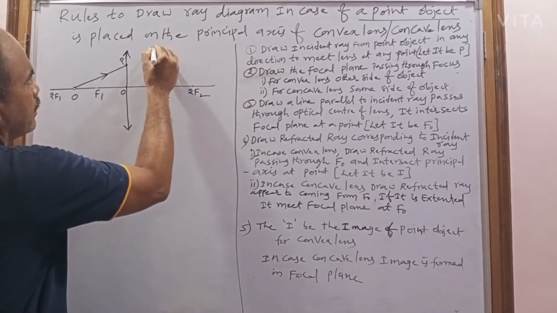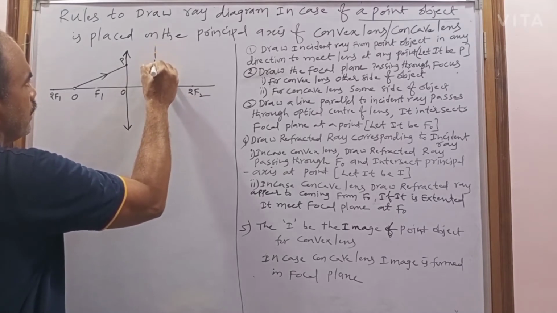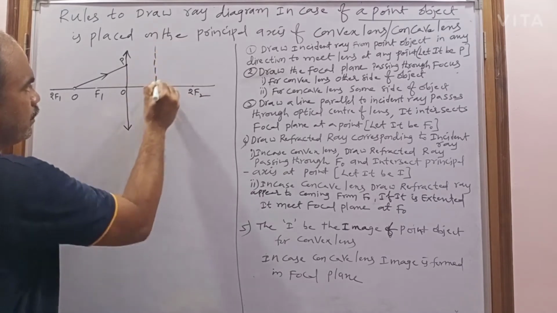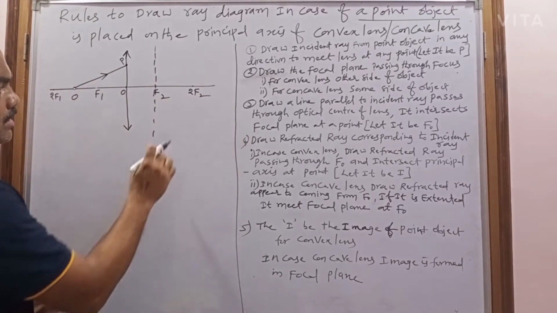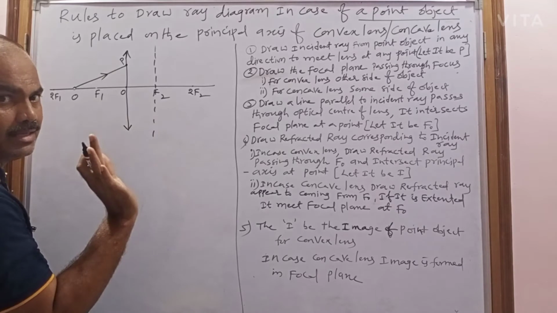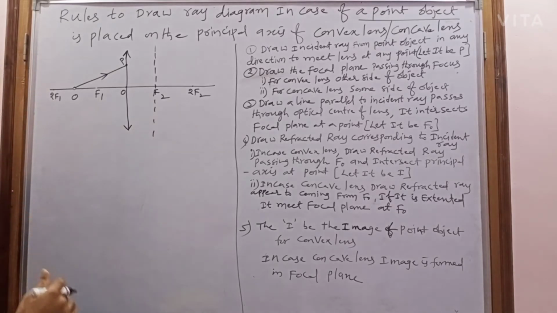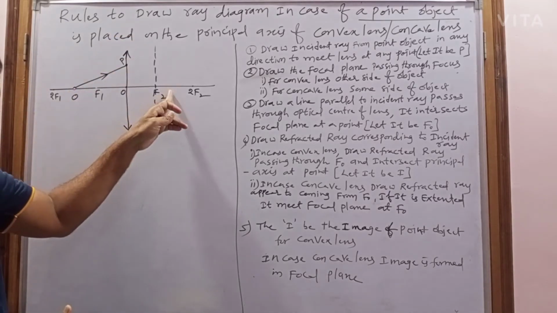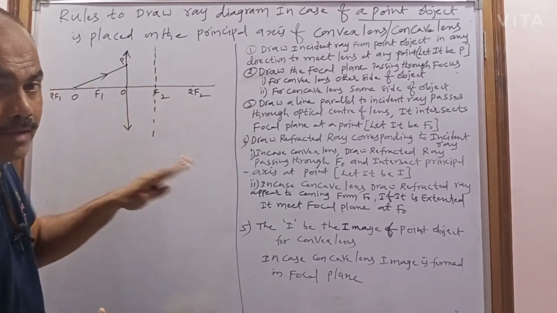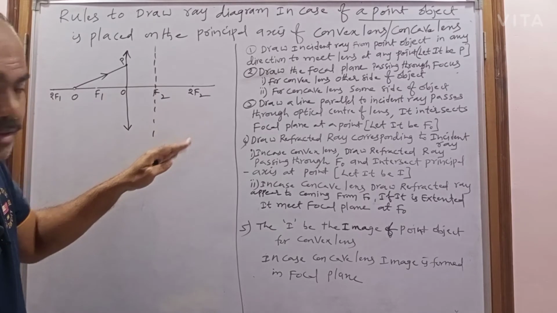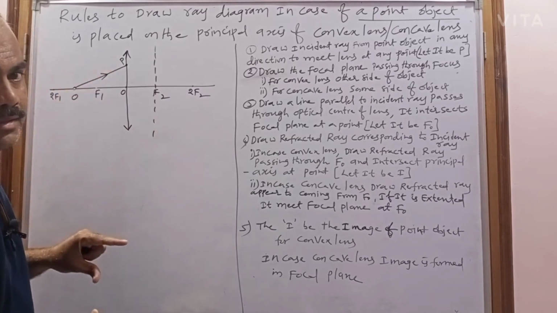Now I am drawing the focal plane. This is the focal plane passing through the focus, but on the other side of the lens, or the other side of the object. This is drawn in the case of the convex lens, remember. So what is the second rule? Draw the focal plane passing through the focus but on the other side of the lens, or the other side of the object, for a convex lens.